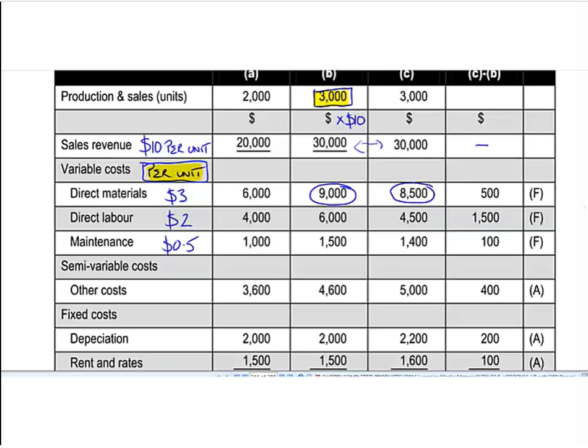So we can see direct labour is $2 per unit, flexing up for the budget of 3,000 units, we would expect a cost of 6,000. We didn't. We only had a cost of 4,500, so again another favourable variance. It's cost us less than we expected it to. And finally, with maintenance, $0.5 per unit. So multiplying that by the 3,000 units, we would expect a maintenance cost of $1,500. We didn't, we had $1,400, so again, another favourable variance.